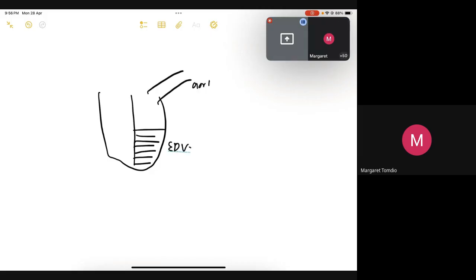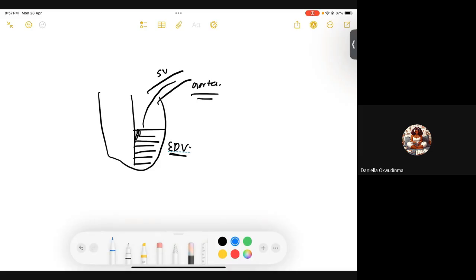Can you guys see my screen? Yes, we can. This is your end diastolic volume. Right after a single beat, the stroke volume is going to exit into the aorta, right? For example, this amount of blood moves out, let's suppose. Now the amount of blood which is left is the end systolic volume, right?